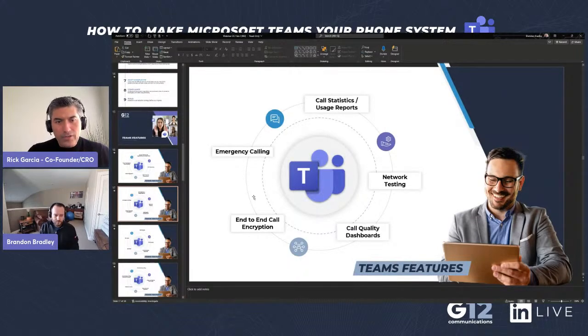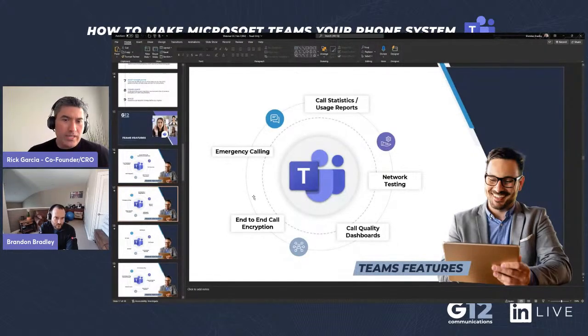Yeah, very good. I was going to say we don't typically show the end user experience, and some organizations out there don't understand yet or haven't experienced what Teams as a phone system looks like. So at some point, maybe we'll cover that for everyone.